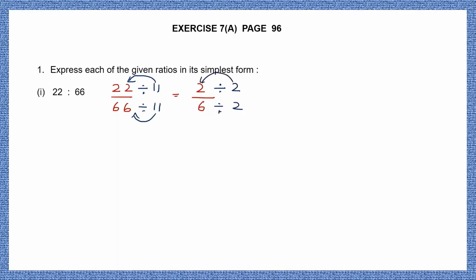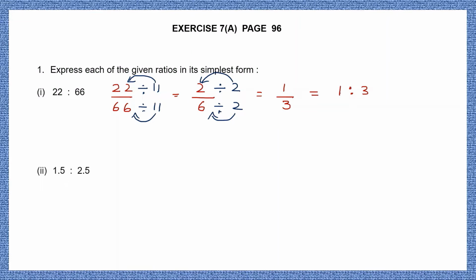So 2 into what is 2? 2 ones are 2 and 2 into what will give us 6? 2 threes are 6. So we've got the fraction in the lowest term 1:3. So our final answer when we write this as a ratio is 1:3. So 1 by 3 can be written as a ratio 1:3.